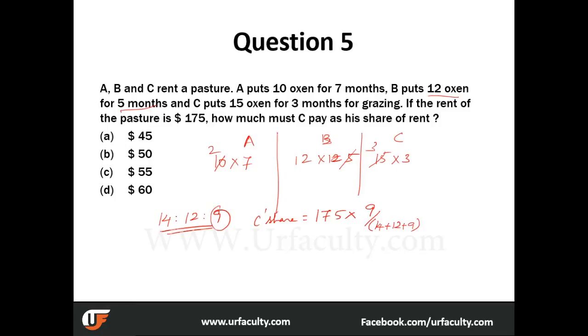I think by now you would have understood why we are doing all this. 14 plus 12 plus 9. Basically, that's the total number of units, and we are just taking 9 parts out of those units. So C's share is 175 into 9 by, this is how much? 26 plus 9, 35. So you get the answer as 45.